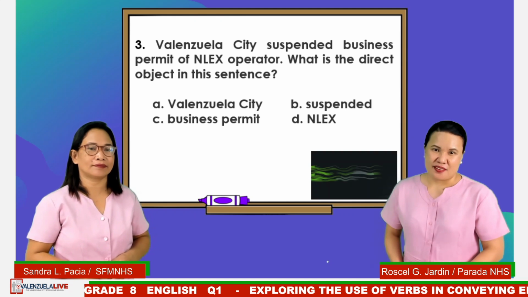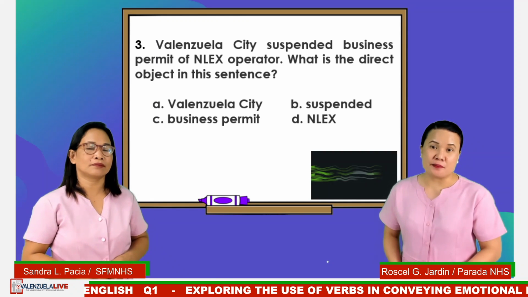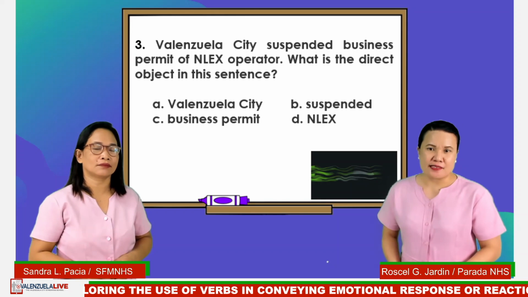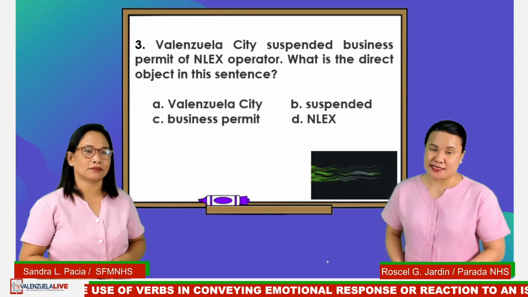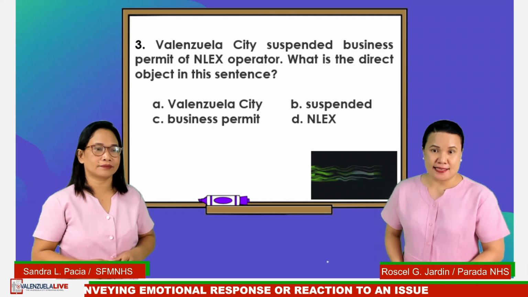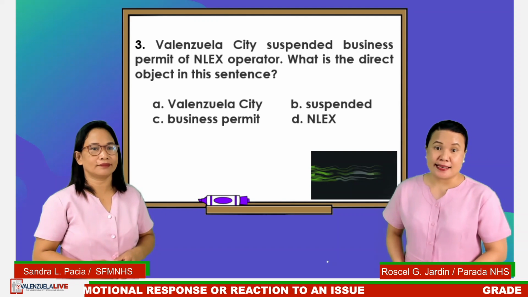Number 3. Valenzuela City suspended business permit of index operator. What is the direct object in the sentence? A. Valenzuela City. B. Suspended. C. Business permit. D. Index.